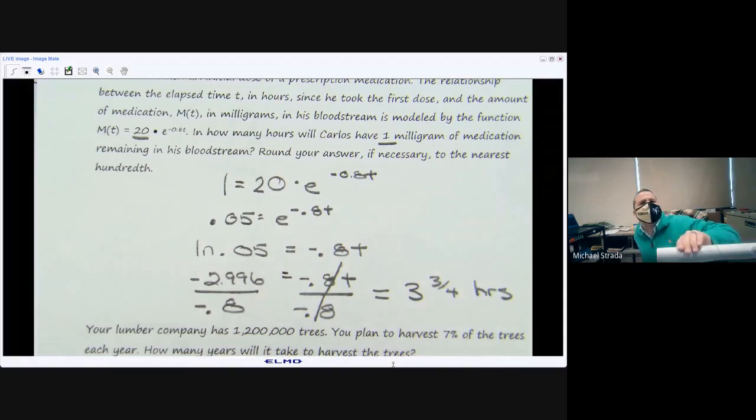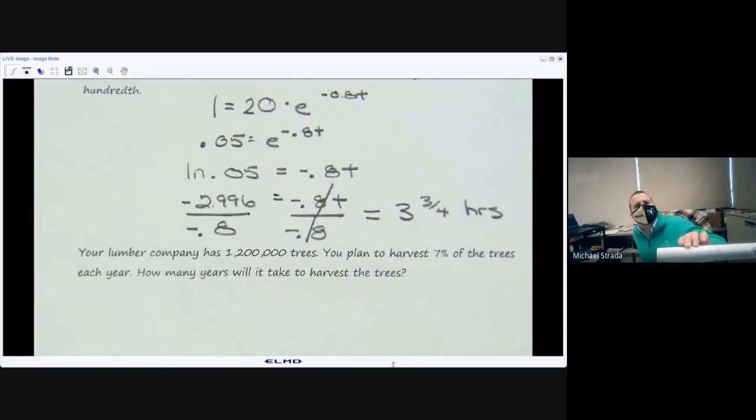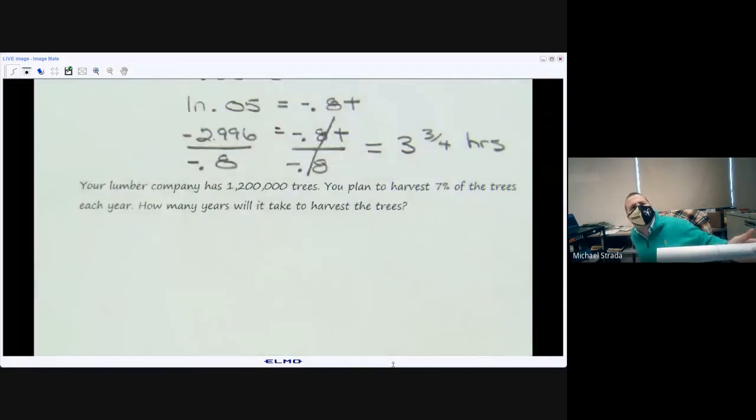All right, do me a favor and set yourself up with an equation using percent and work from there. Your lumber company has 1,200,000 trees. You plan to harvest 7% of the trees each year. How many years will it take to harvest the trees?